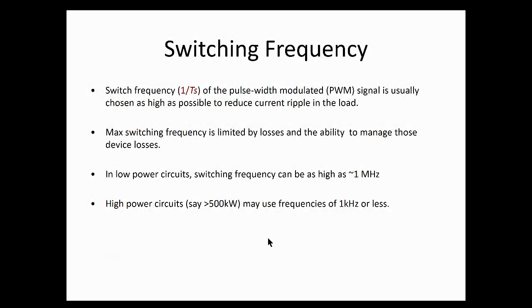All right, just some points to note as it relates to the switching frequency. The first point here is that the switching frequency of the pulse width modulated signal we usually take as high as possible, so as to reduce the ripple in our load. And the maximum that we'll select is going to be limited by the losses and the ability to manage the losses in the device. So for low power circuits, you can have switching going as high as 1 megahertz, and for high power, and by high power I mean greater than 500 kilowatts, you can use frequencies of about 1 kilohertz or less.